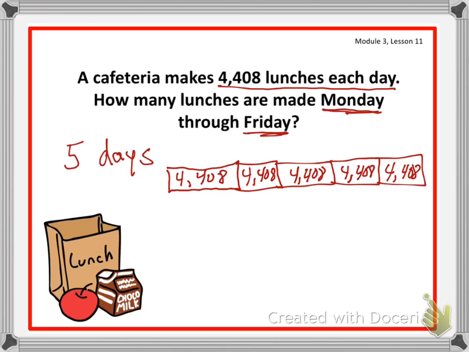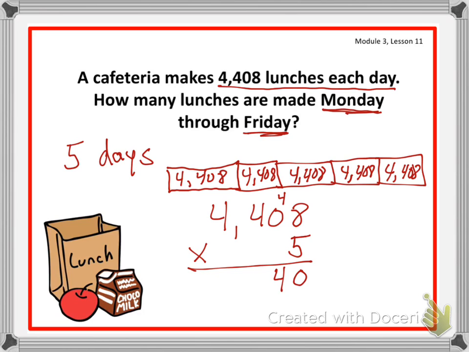that would take us a very long time. So that's what's great about multiplication. We just need to multiply 4,408 by 5. So in the ones, we have 8 times 5 is 40. Put 0, carry the 4. 0 times 5 is 0, plus 4 is 4. 4 times 5 in the hundreds is 20. Put the 0 down, carry the 2. 4 times 5 is 20, plus the 2 is 22. So they make 22,040 lunches Monday through Friday.